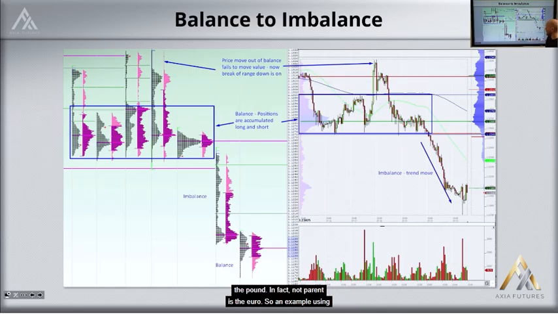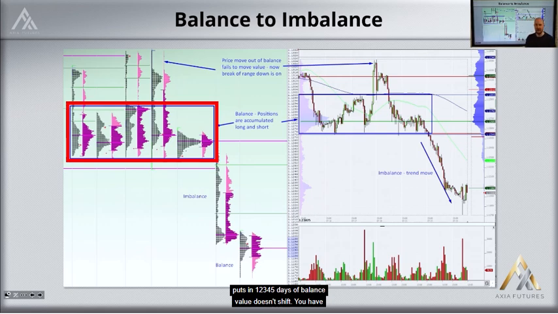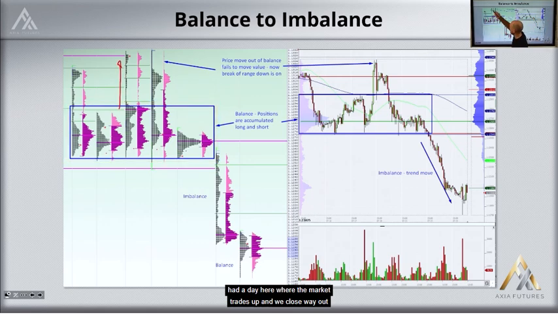This is an example using the pound. In fact, it's not the pound, it's the euro. So an example using the euro. What we've got here then is a market that, and if you look at this, remember from a profile perspective, puts in 1, 2, 3, 4, 5 days of balance. Value doesn't shift. You have had a day here where the market trades up and we close way out of value. Value's unmoved, market opens, trades straight away back.